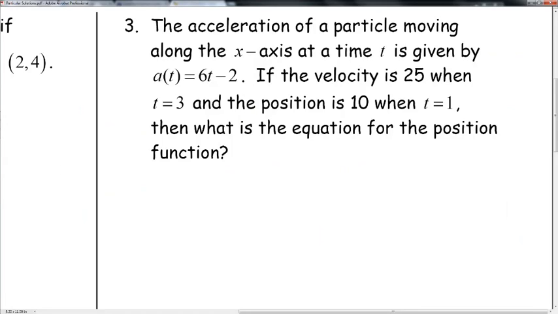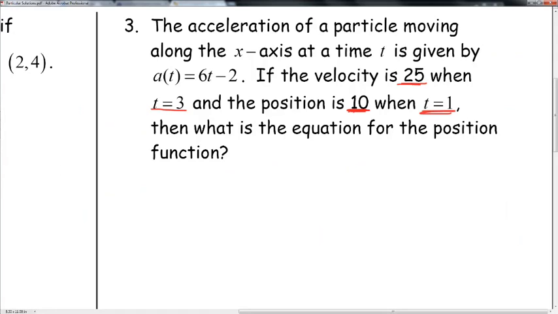Number 3, the acceleration of a particle moving along the x-axis at time t is given by a of t. The acceleration a of t is equal to 6t minus 2. If the velocity is 25 when t is equal to 3, that's my first point. So this will be my y coordinate, this is my x coordinate if you want to think about it that way. And the position is 10 when t is 1. Again, for my position function, that'll be my y coordinate, and this t is 1 is my x coordinate. Then what is the equation of the position function?